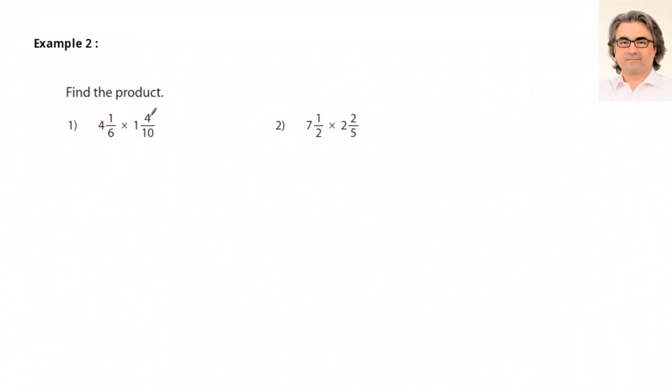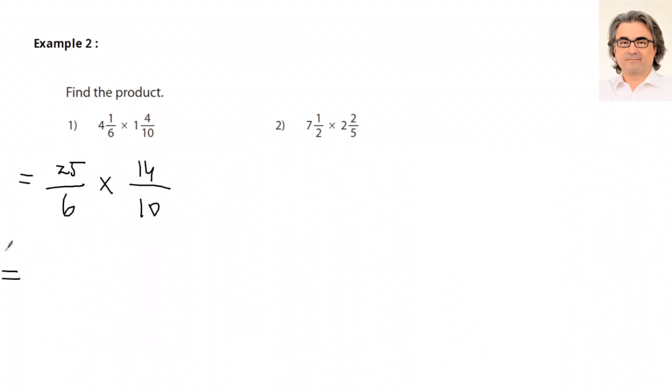What about this one? We have two mixed numbers. Change them into their improper fraction. 4 times 6 is 24 plus 1, 25 over 6 times, what about this one? 1 times 10 is 10, 10 plus 4 is 14, 14 over 10 for this.